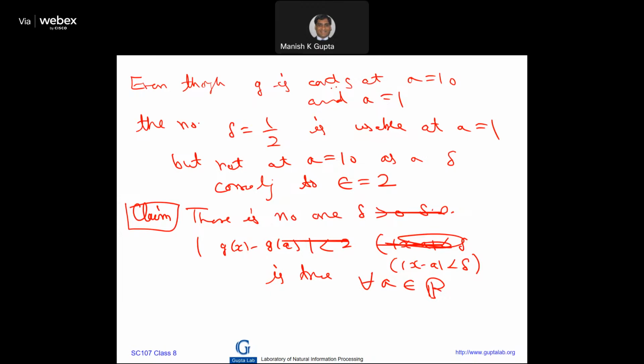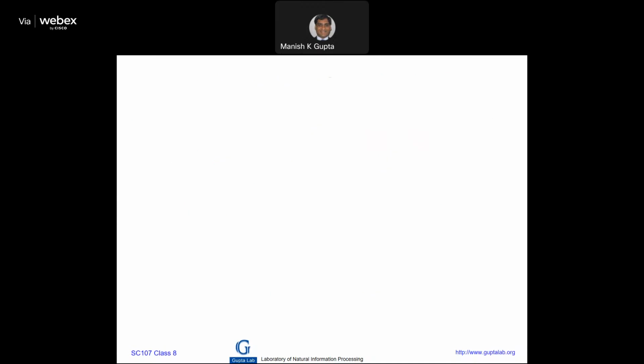And in fact, there is a much more general claim. Now I can show you this calculation. There is no one delta positive such that |g(x) − g(a)| is less than 2 whenever |x − a| is less than delta, for every a in the real line. So let me show you that delta depends not only on epsilon but also on the point under consideration. That is my point.